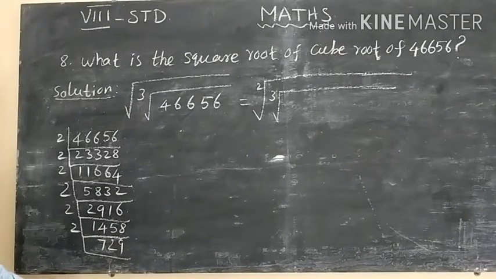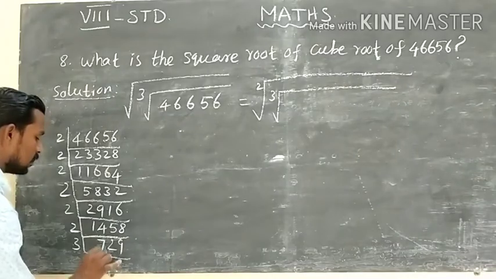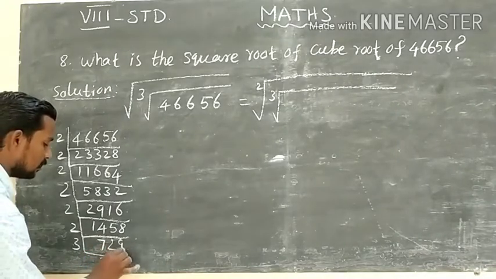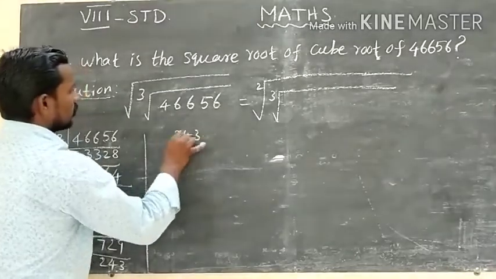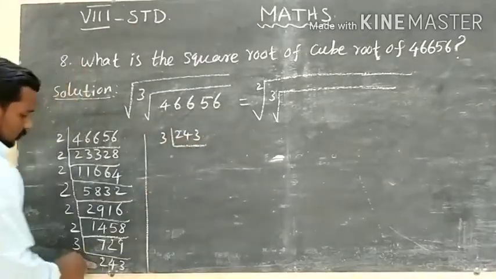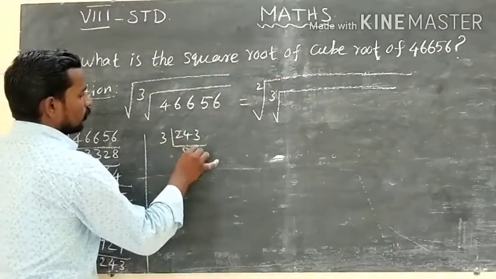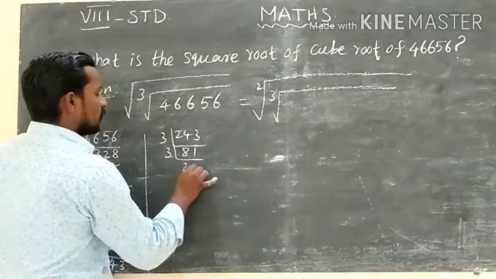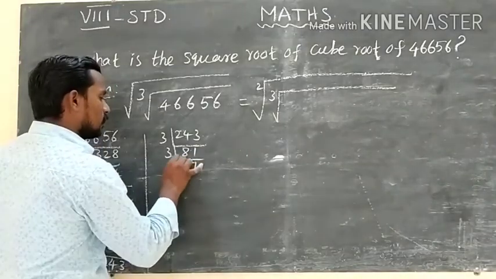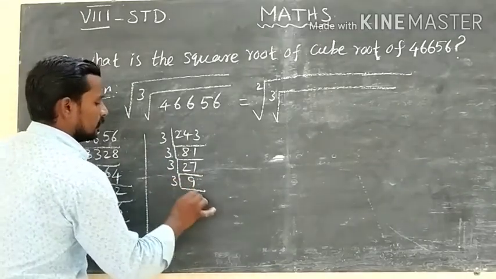This is for 3, the third table, that's our number. 2 3s are 6, carry 1, 4 3s are 12, 3 3s are 9. 8 times 3 is 24, 1 3 is 3. And 2 3s are 6, carry 2, 7 3s are 21. 9 3s are 27. 3 3s are 9.